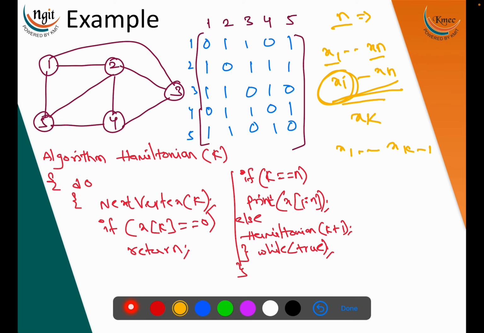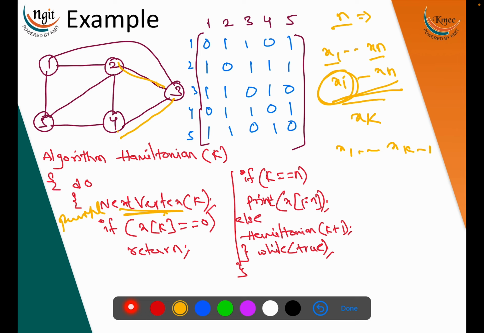Now the vertex xn can only be the remaining vertex, and it must be connected to both xn minus 1 and x1. We begin this function, which is next value of k, which determines a possible next vertex for the proposal cycle. Now let's understand the algorithm of this Hamiltonian cycle.